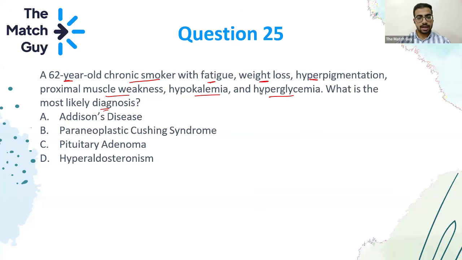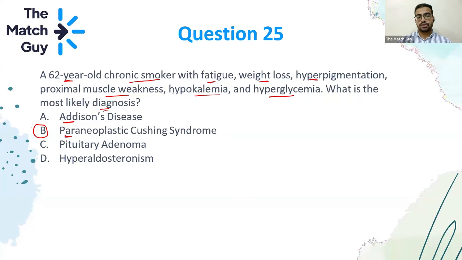Tanya is saying A. I'm seeing a lot of A's. Okay, the answer is actually B. Let's go over why the answer is B and why it's not A, because the majority chose A.